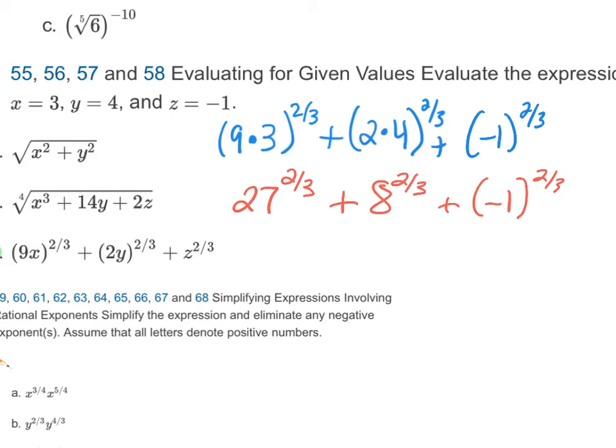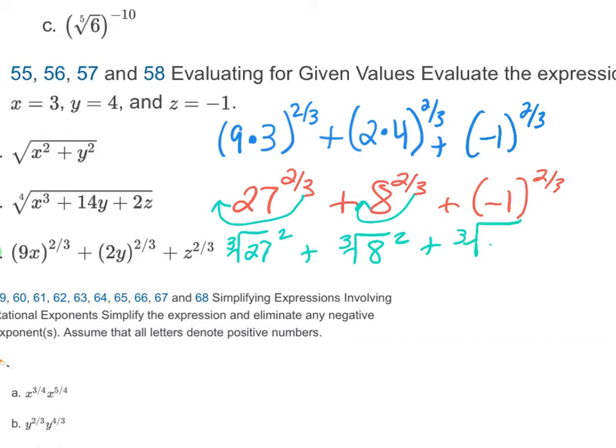All right, so now we have to evaluate this. We're going to figure out the answers. So I'm going to now write this in radical form. This is the cube root of 27 squared. This is the cube root of 8 squared. And this is the cube root of negative 1 squared.